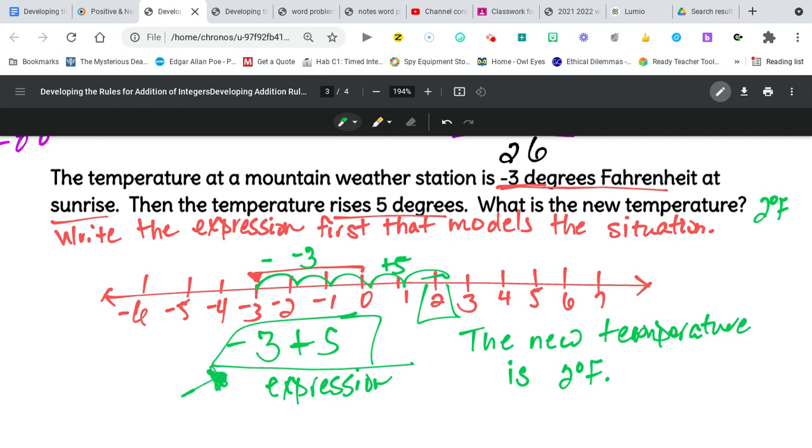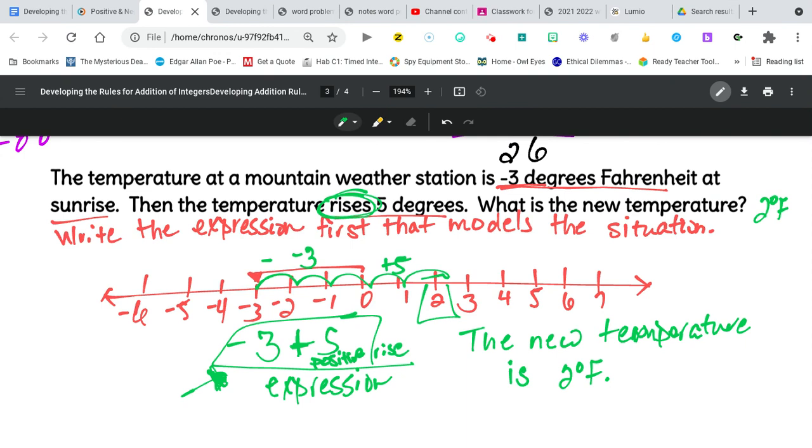-3 plus 5. Now, I know I just showed you that video where I talked about debits and credits and how debit was associated with a negative and a credit was associated with a positive. Or you saw the word deposit. Deposit was positive, or above was positive, below was negative. Those are words that are associated with positive and negative numbers. Well, the word rise is associated with a positive, so you know you're adding a positive because of the word rise.